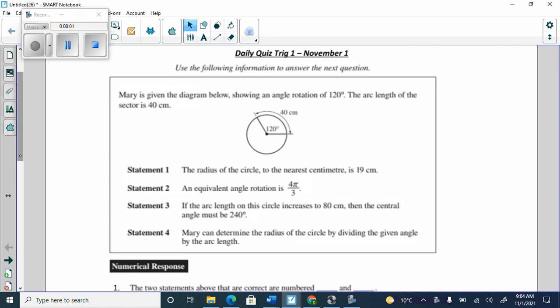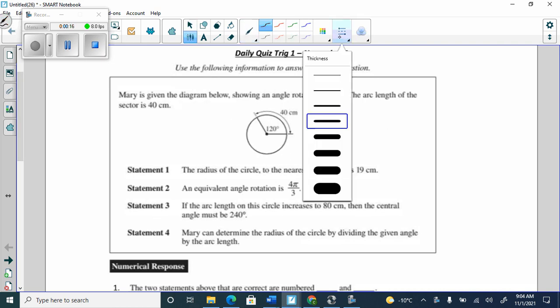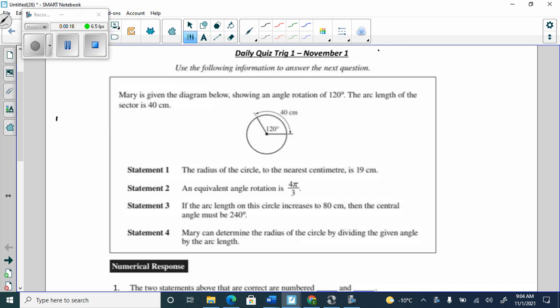We have Mary who's given the diagram below showing an angle of rotation of 120 degrees, which is lovely. But if we want to use the theta equals A over R formula, what do we need? Radians. So what's 120 in radians? Yeah, it'd be 2 pi over 3 because we go 120 times pi over 180, which equals 120 pi over 180, which is 2 pi over 3.